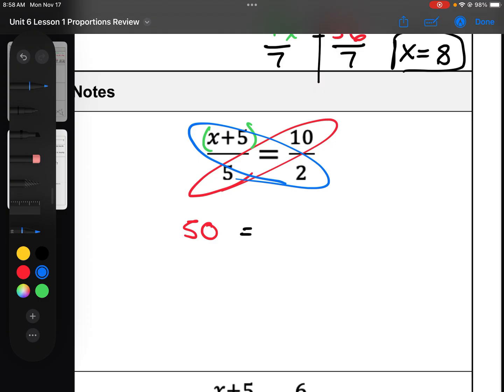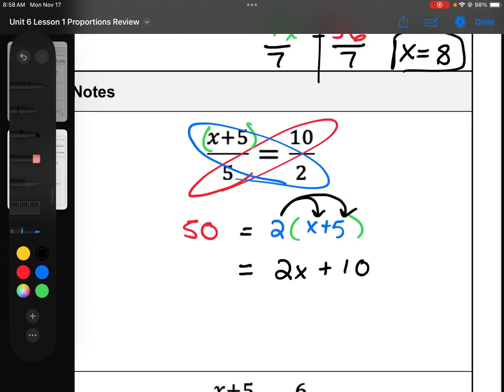So I'm going to write that out. It's 2 times the quantity, meaning parentheses, of x plus 5, okay? When you have a number multiplied to a quantity or outside of parentheses, we have to apply what's called the distributive property, and that's when you multiply, okay? So 2 times x gives you 2x, 2 times 5 gives you 10, and then the 50 will come down.